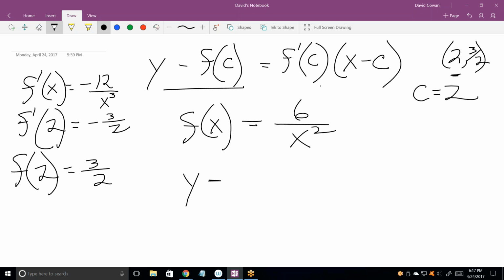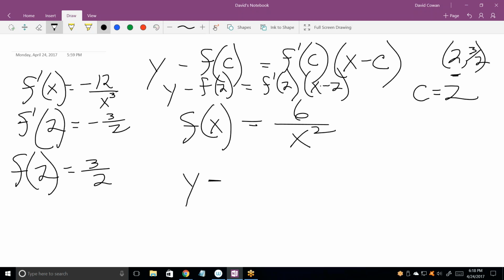Okay. So the function that we're really going to be substituting in is y minus f of 2 equals f prime of 2 times x minus 2. In other words, all I'm doing is substituting the x value that they gave us in for c. And then over here on the left, we've figured out what all these things are.